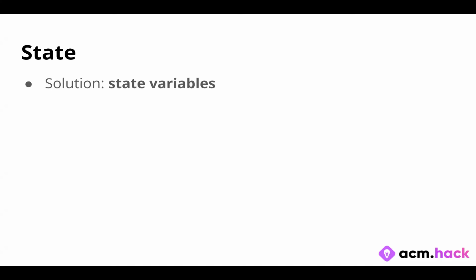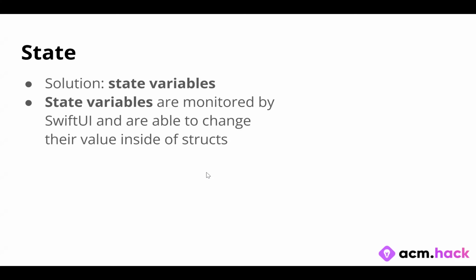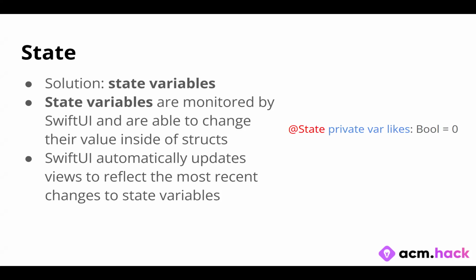And one way we can get around this is using state variables. State variables are a special type of variable in SwiftUI that are monitored by SwiftUI and are able to change their values inside of structures. Another really helpful thing that SwiftUI does for us is it will automatically update our view to reflect the most recent changes to the state variable. What's shown on the right is the syntax for how to declare a state variable. This state property wrapper is the key portion that you want to make sure that variable is a state variable and can be updated inside of a view.